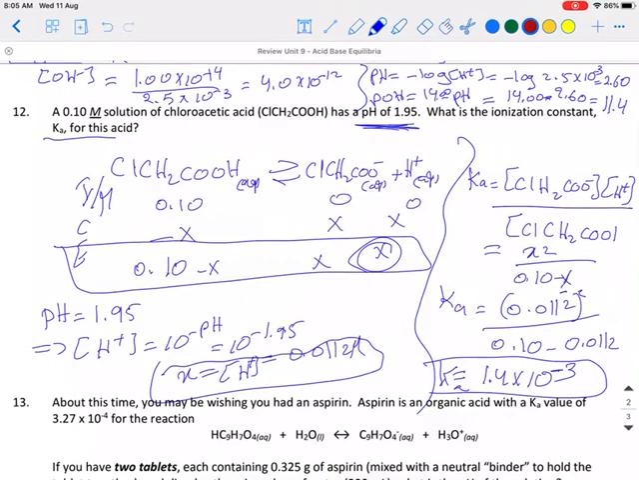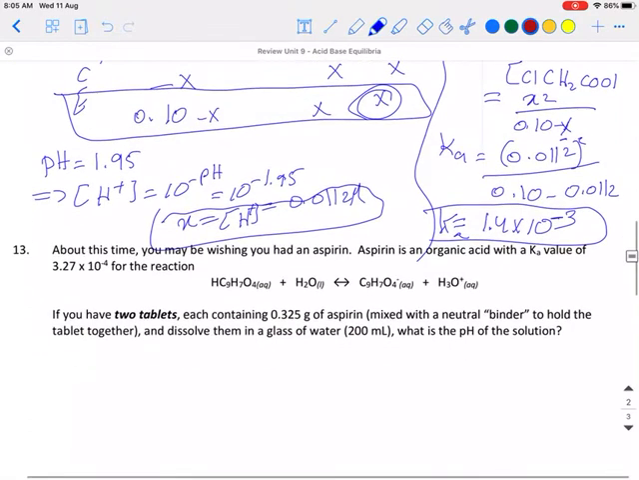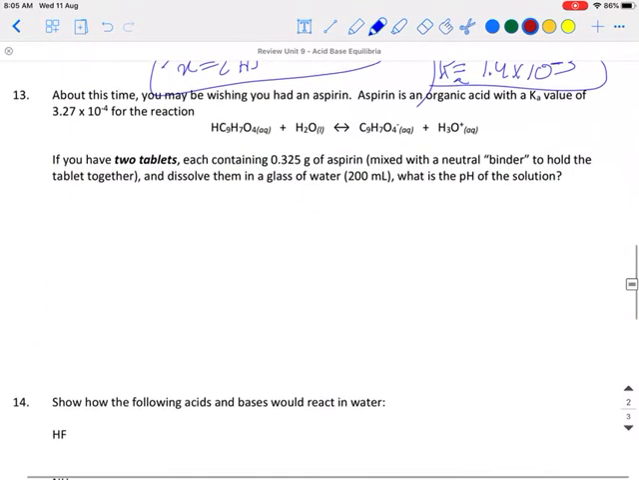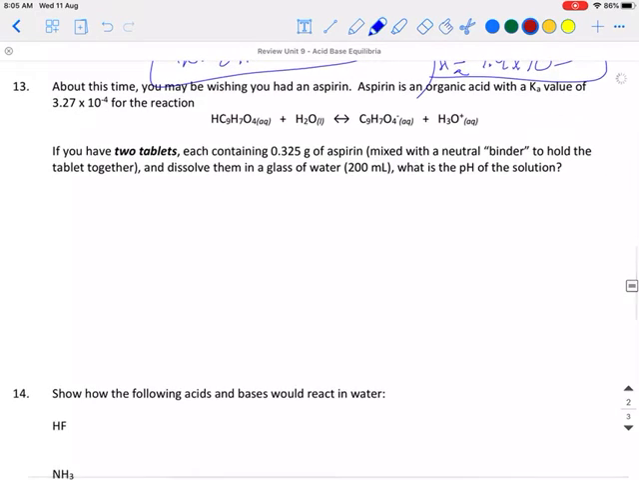In such a case, I never neglect X, because I don't know the value of Ka, whether it's small or big. If I know the value of Ka and I need to find something else, then I do the neglection for the ease of calculation.